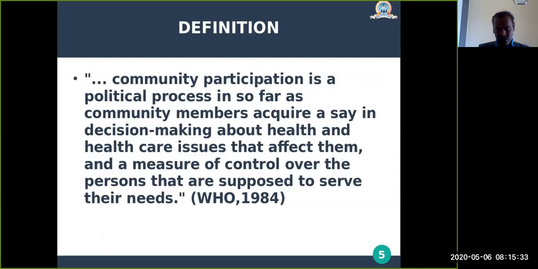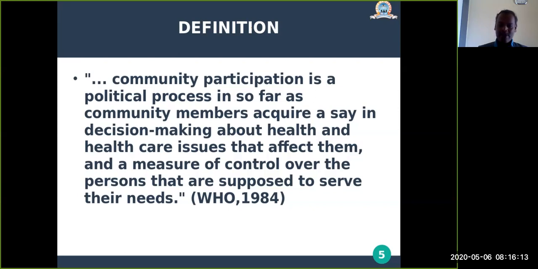Now we are going to define what is community participation. Community participation is a political process. You should understand the words political process. Community participation is a political process insofar as community members acquire a say in decision making about health and healthcare issues that affect them, and a measure of control over the persons who are supposed to serve their needs. So community participation is a political process.